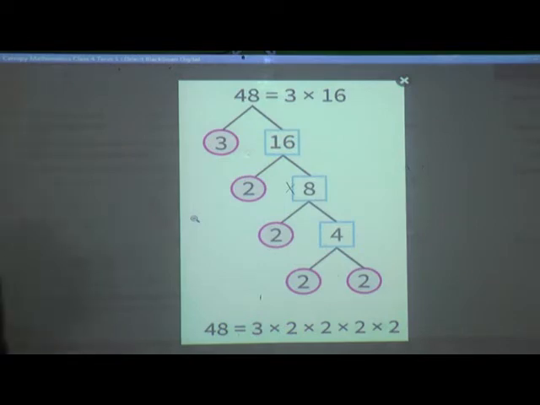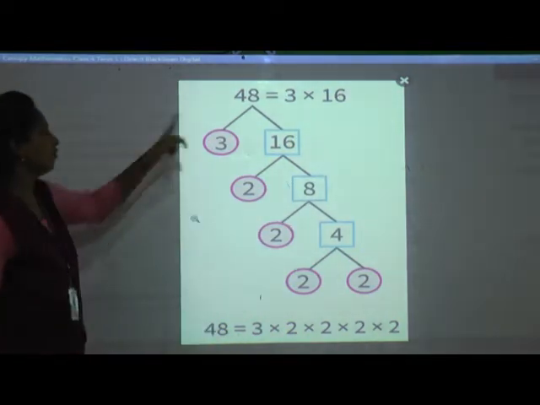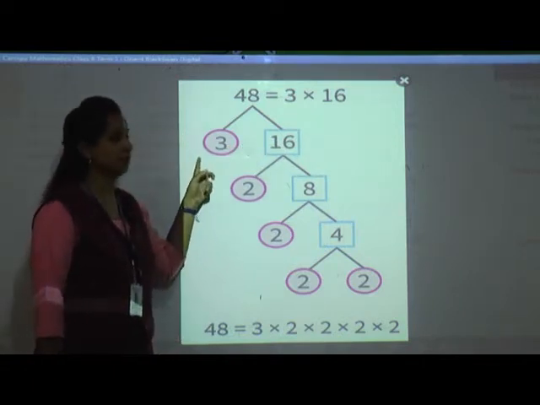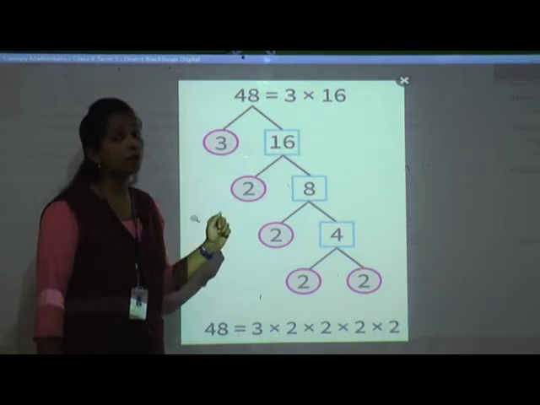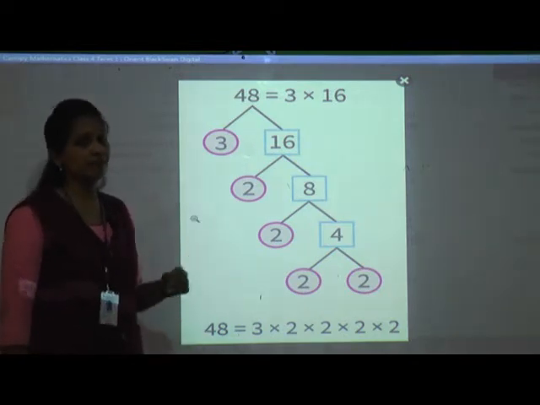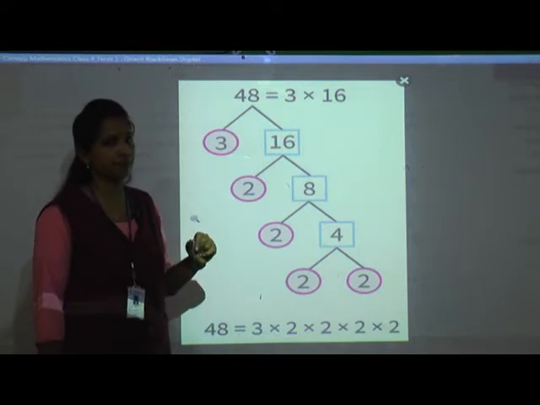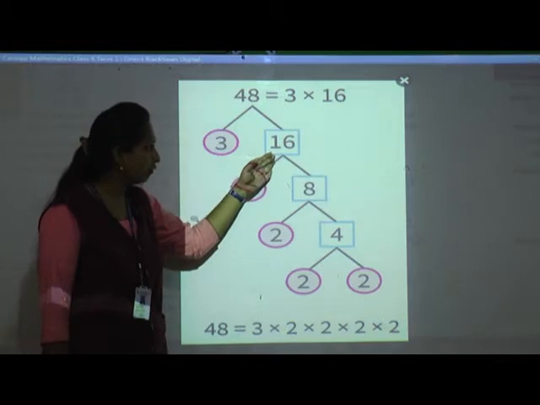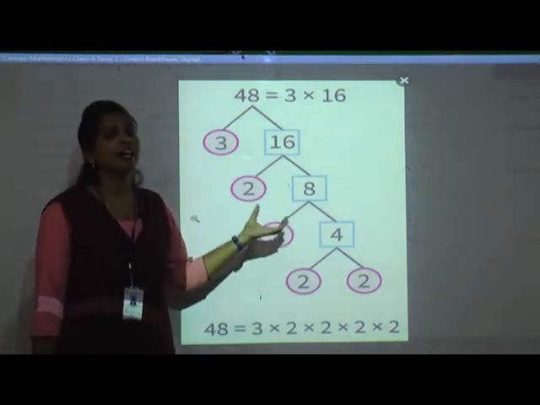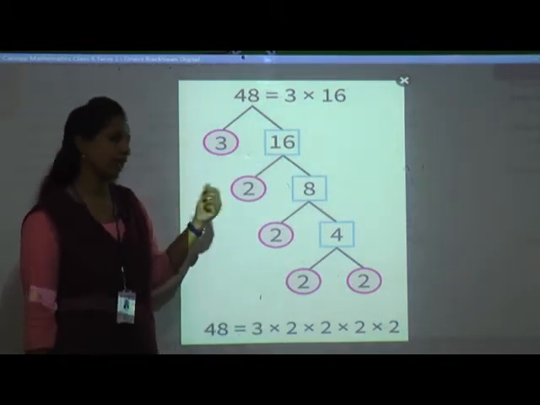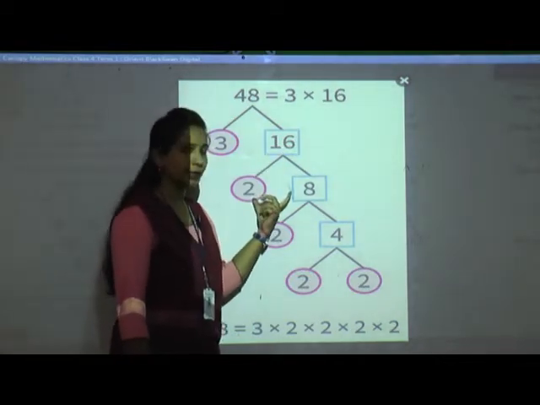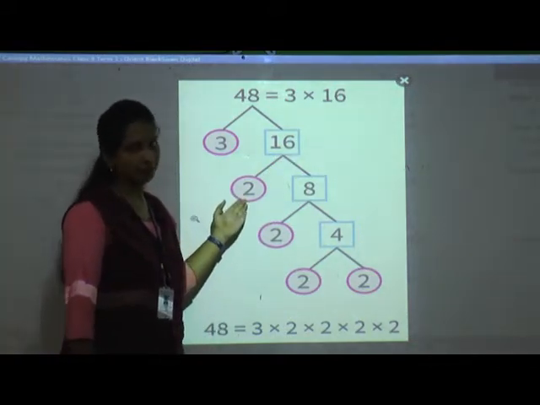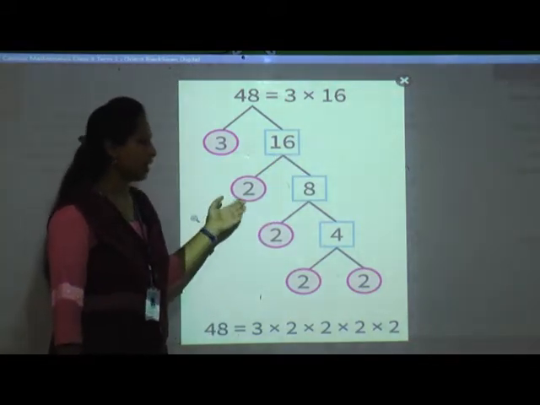Now see, we have seen 48 can be split up into 3 multiplied by 16, but here 3 is a prime number and 16 is a composite number. But what are we doing? Prime factorization. In prime factorization each number is a prime number. 16 is not prime, it is a composite number. So we have to split 16 till every number is a prime number. So 16 can be split up into 2 multiplied by 8. Now 2 is a prime number, we cannot go further, we have to stop here.